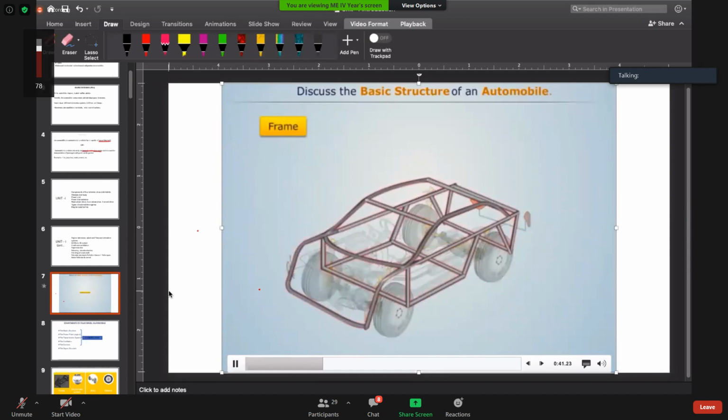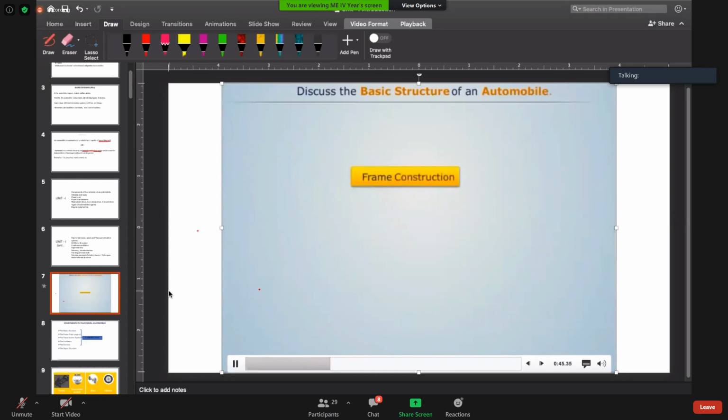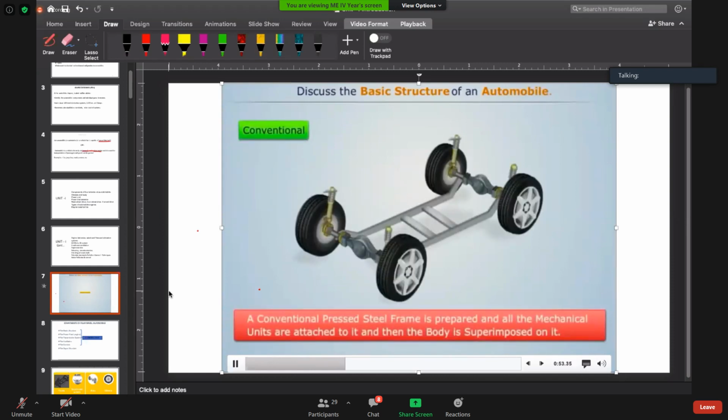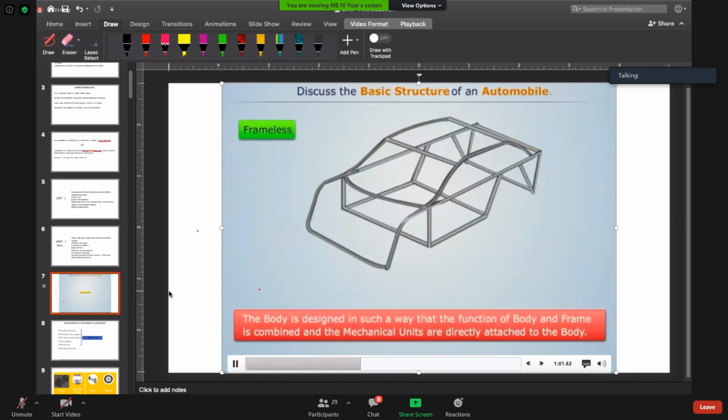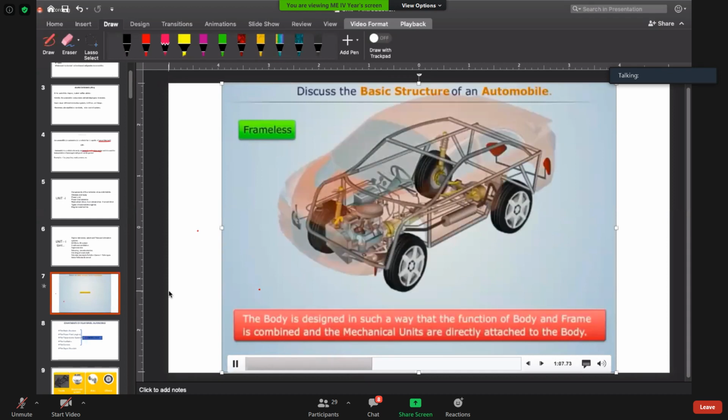Frame. It is the main structure of an automobile that bears the most of its weight. Frame construction is generally done in 2 ways: conventional construction, frameless construction. In conventional construction, a conventional pressed steel frame is prepared, and all the mechanical units are attached to it, and then the body is superimposed on it. Whereas in frameless construction, the body is designed in such a way that the function of the body and the frame is combined, and all the mechanical units are directly attached to the body.